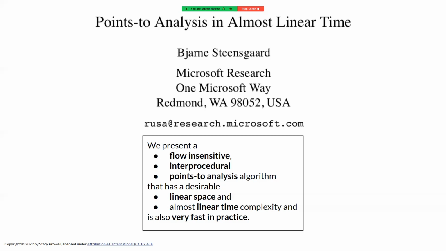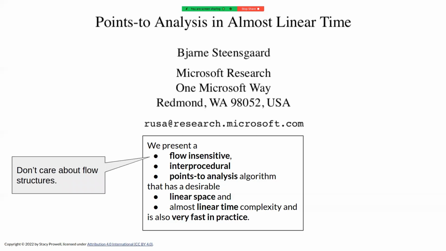And Bjorn Steensgaard was at Microsoft Research. I forget where he is now. I don't think he's there now. I have to go and look. So it's flow insensitive. That's a good thing. It means we don't care about flow control structures like loops and branching. That's nice.